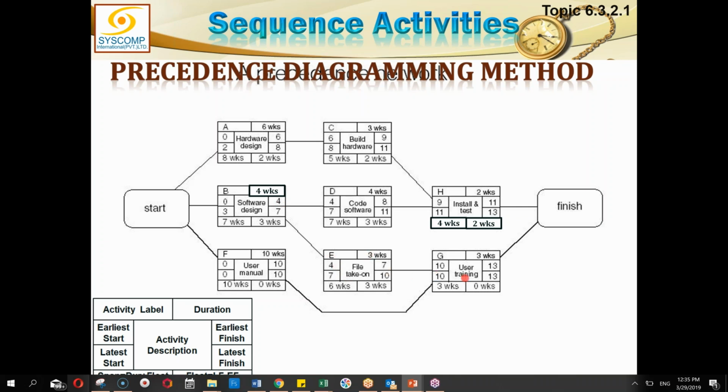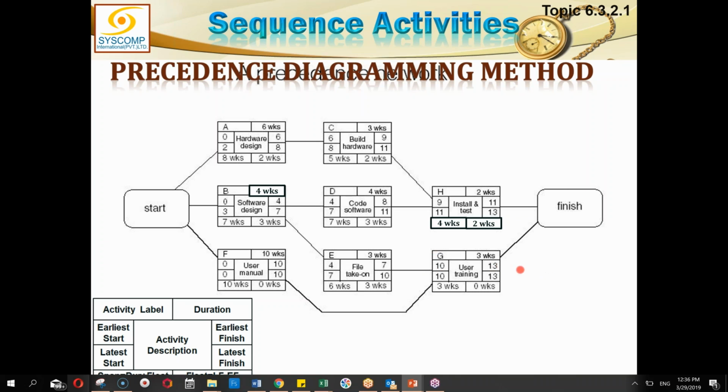When we go to G, we have to fulfill the condition of E and F both. E is ready by the 7th week, but F is ready by the 10th week. So again, I will be taking the higher value, because even if E has finished, I still have to wait for 3 more weeks to start G. So the bigger value is 10. Therefore, G will start at 10 and it will take 3 weeks. It can end earliest on the 13th.